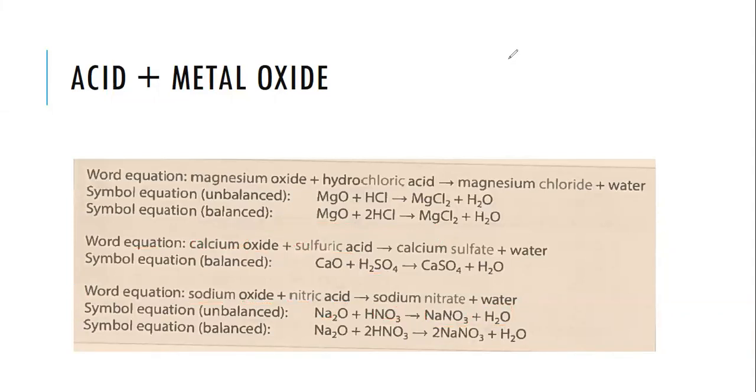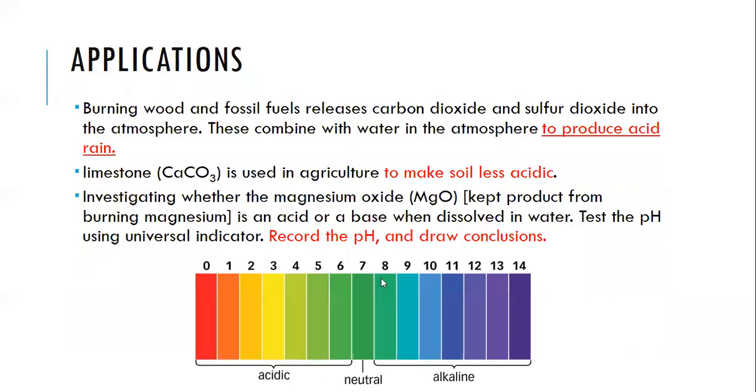So I'm going to give you two examples like this. I'm going to ask you to write down the products, then write down the word equation, and then balance the equation after you write down the products. Very easy. You just need to focus on these examples. That's all we need. And then we said we are going to talk about some applications of reactions of acids with metal oxides.